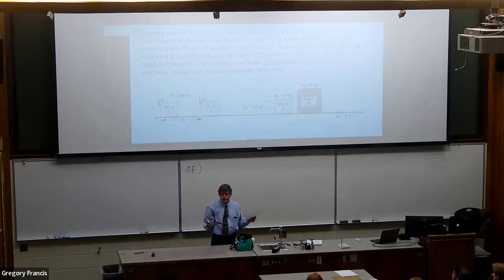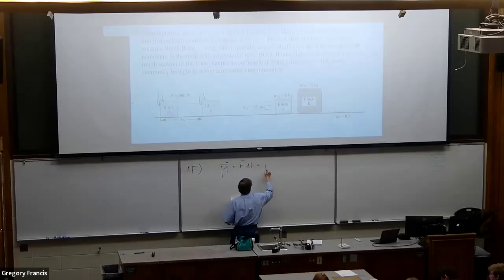We do that decision tree. Is this a collision? No, the collision's already happened. And now block B is just sliding across a rough part of the floor. And is time involved? Yes, it is. So we go right here, P initial plus force delta T is equal to P final.